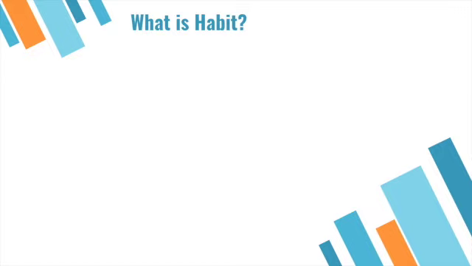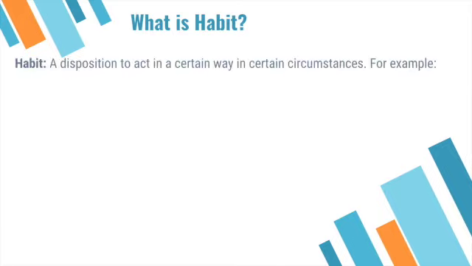So far we've defined virtue, but let's now focus specifically on habit, virtue being a type of habit. We might say that habit is a disposition to act in a certain way in certain circumstances. This can apply to different aspects of our life and different aspects of our abilities. For example, football players have physical habits.